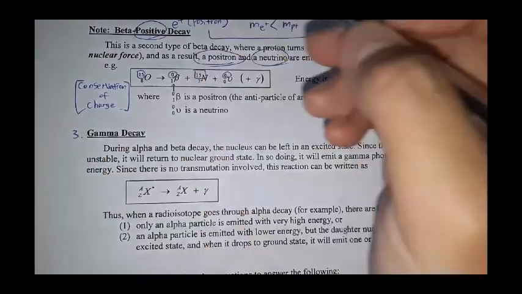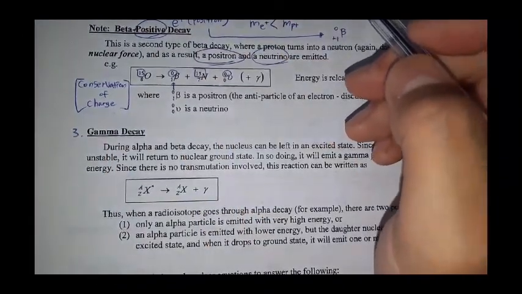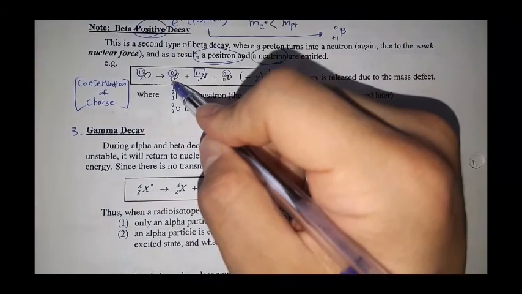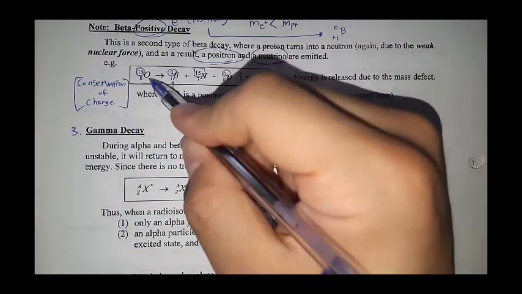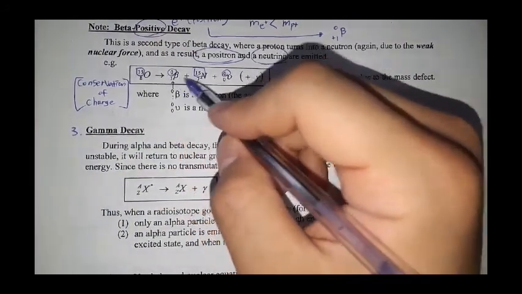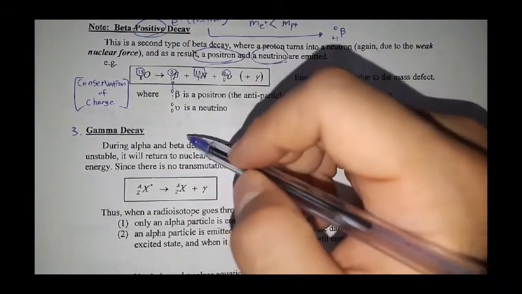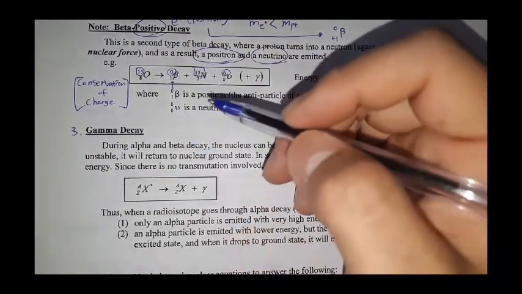As you may notice, the bottom number is 8 for oxygen, that's its proton number. Now beta positive is plus 1, so we need to match these two numbers, 8 and 1, so it must be 7 for my daughter nucleus, which is nitrogen.